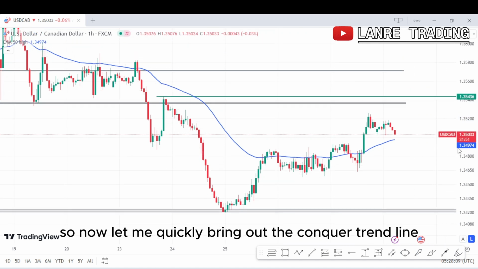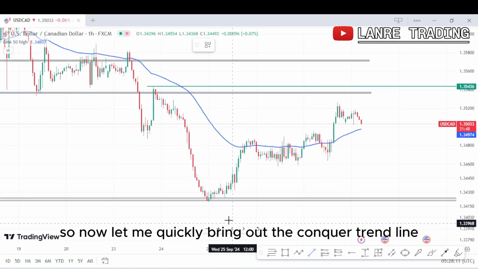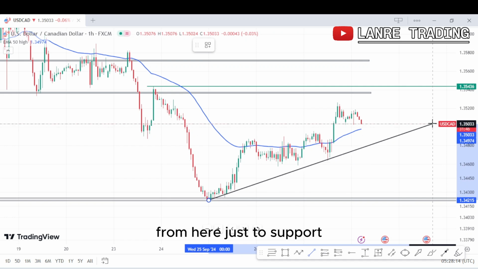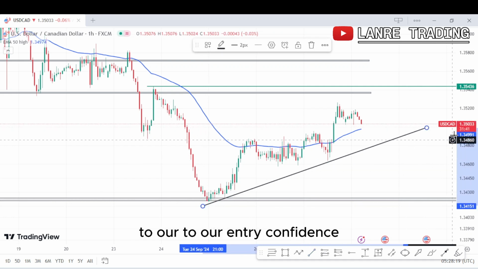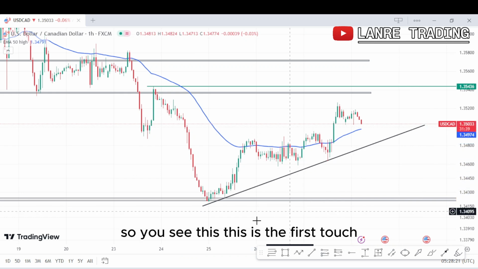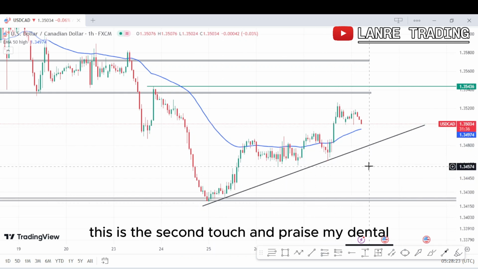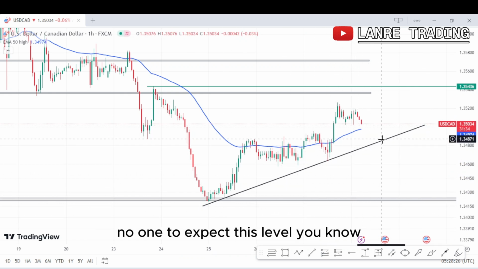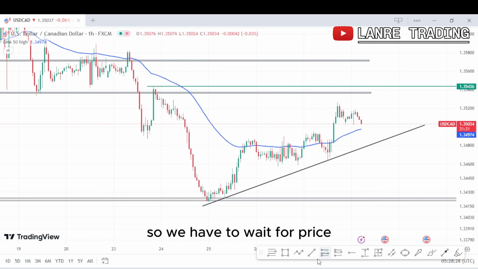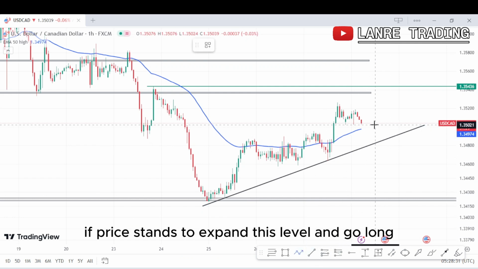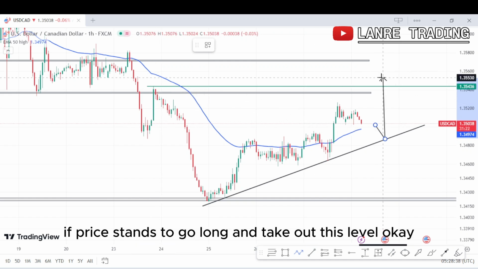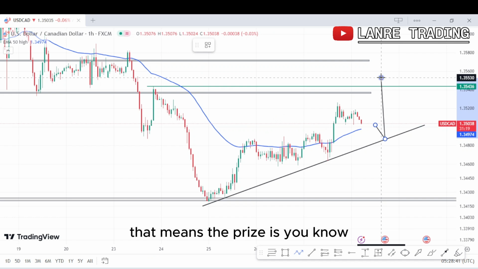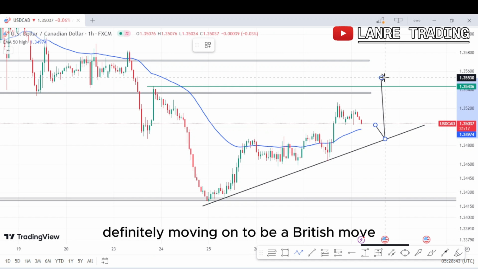So now let me quickly bring out the counter trend line from here, just to add to our entry confidence. You see this is the first touch, this is the second touch, and price might want to respect this level. So we have to wait for price. If price respects this level and goes long, that means if price goes long and takes out this level, then price is definitely moving on to a bullish move.